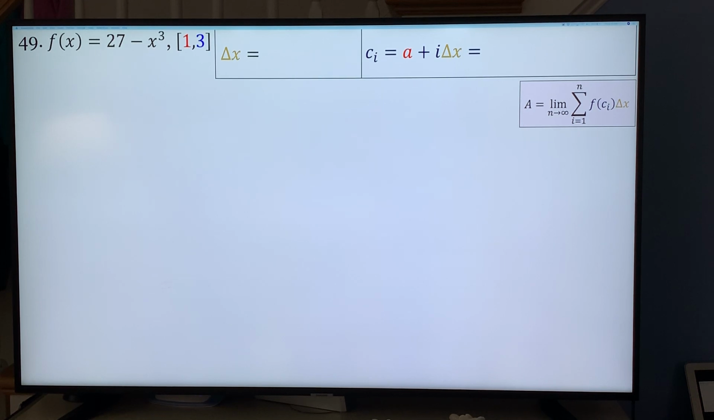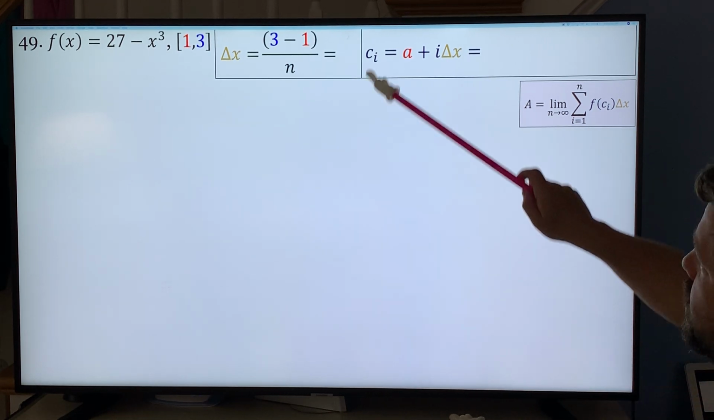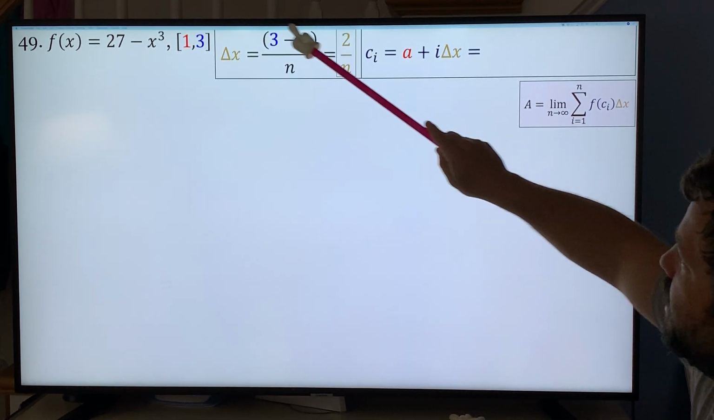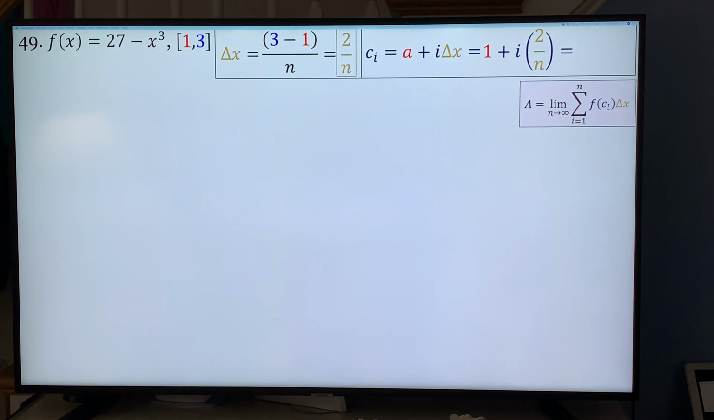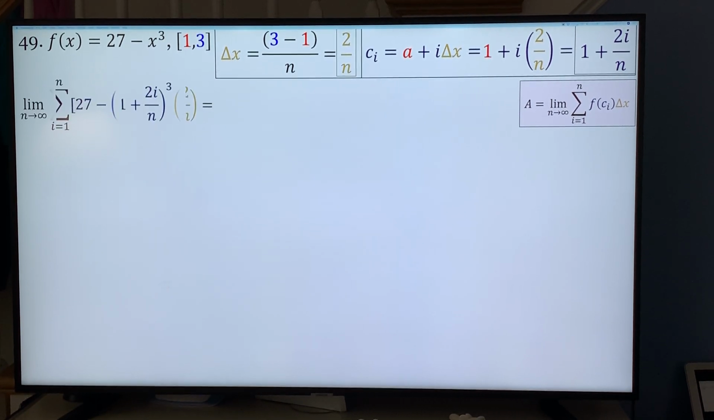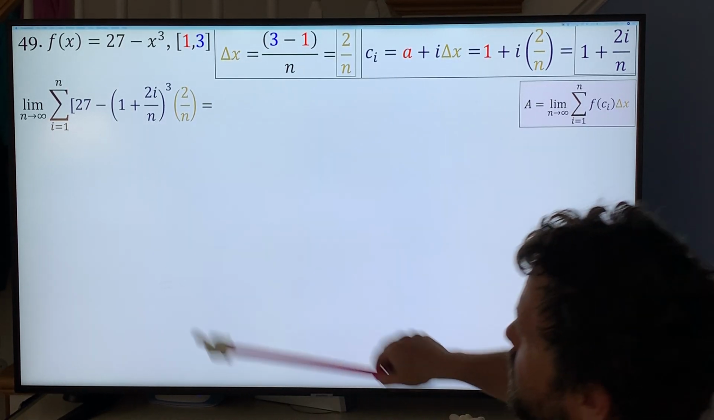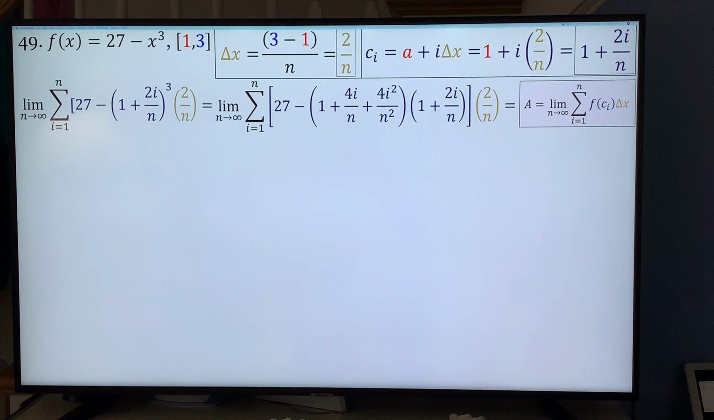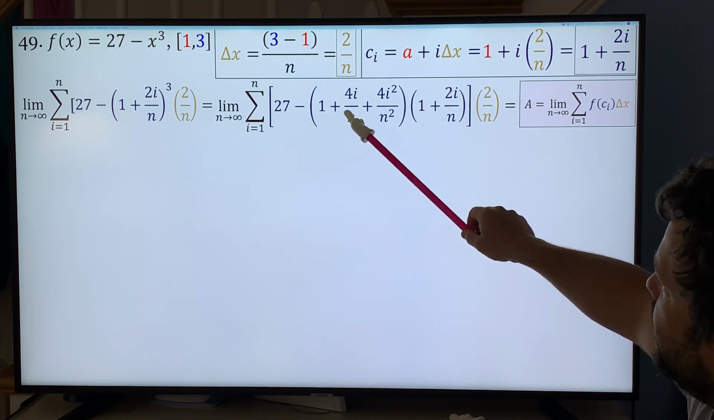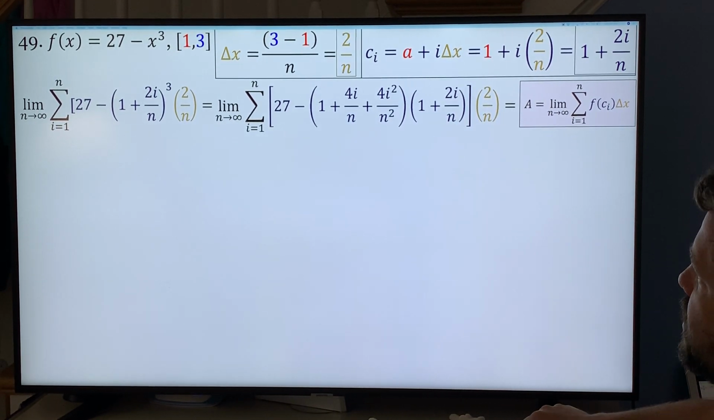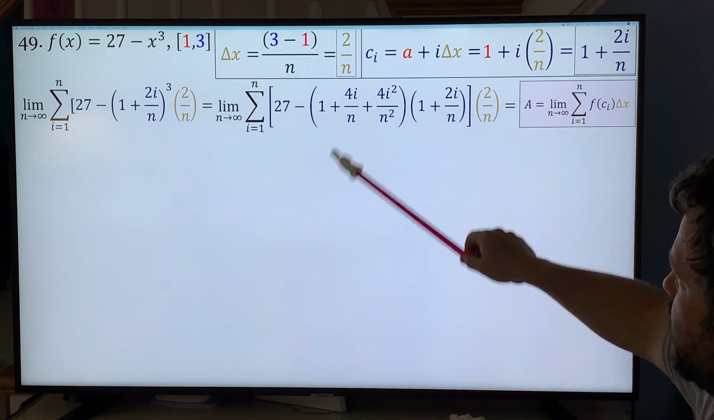This one right here, delta x is 3 minus 1 over n, so 2 over n. A is 1. 1 plus 2 times i over n, so 1 plus 2i over n. All right? Plug it in for x cubed. Now, when you cube this, you end up with 27 minus, well, if I square it, I get this times this, so I'm just expanding it slowly. And then I FOIL that back in there.